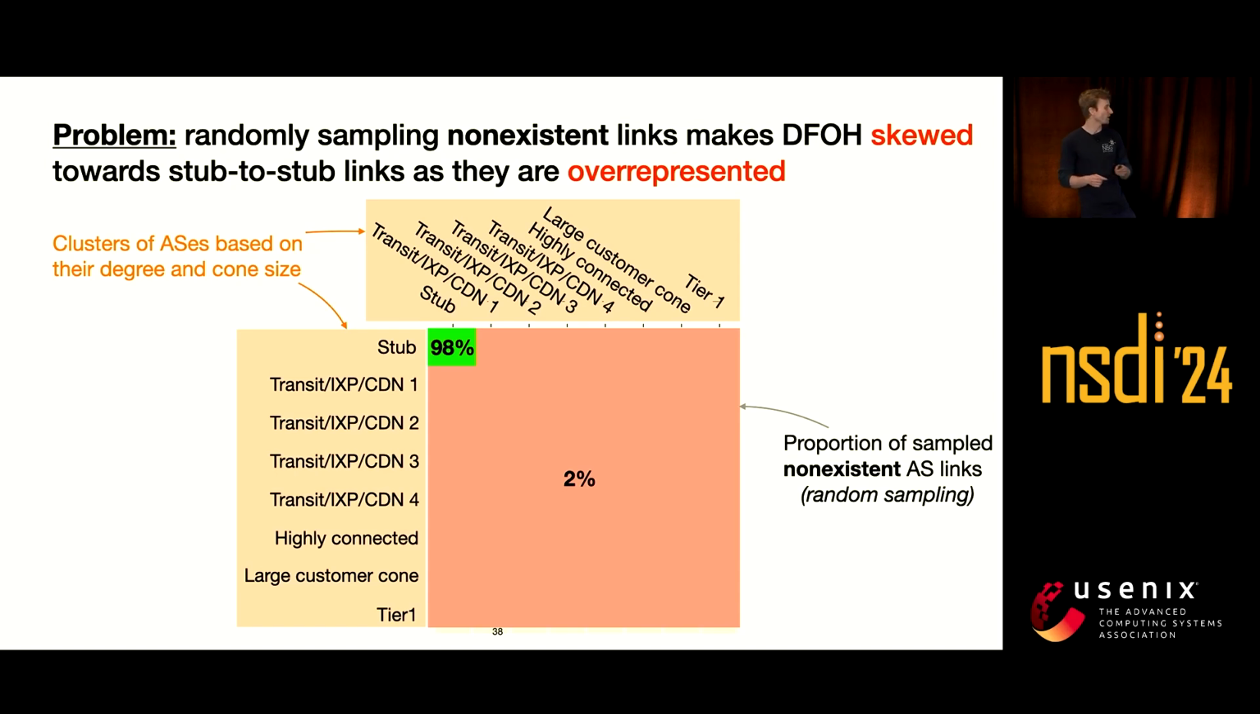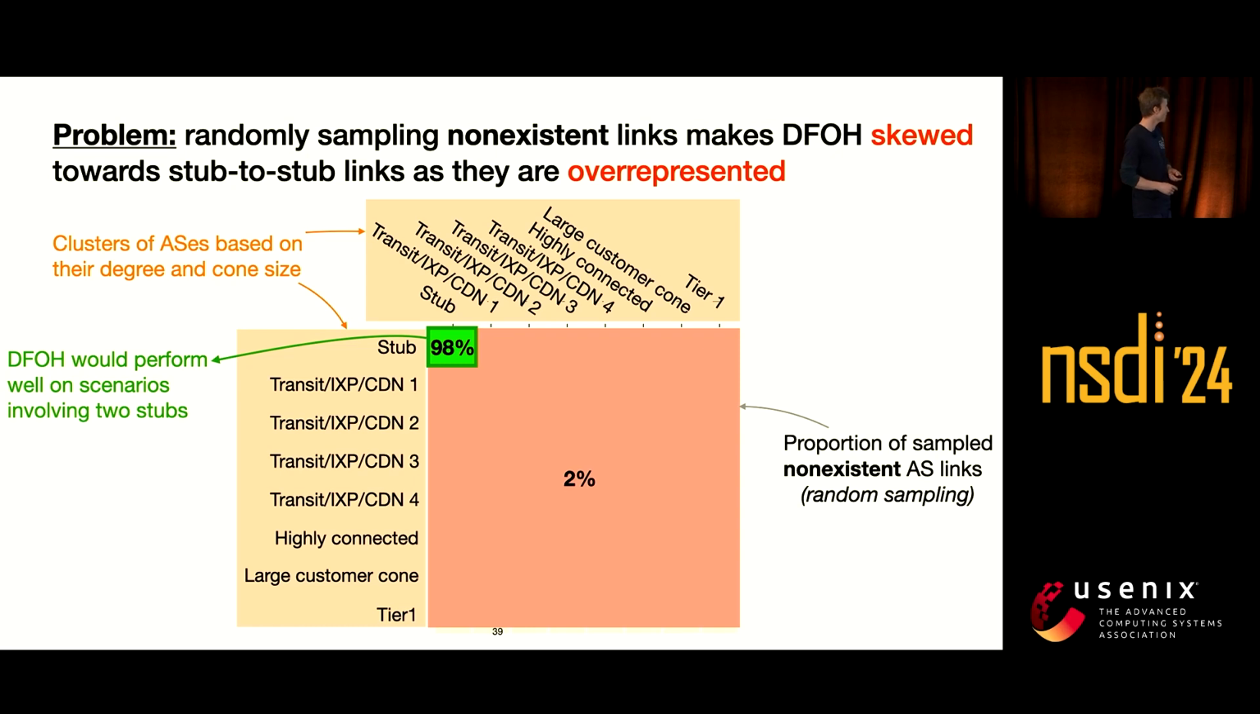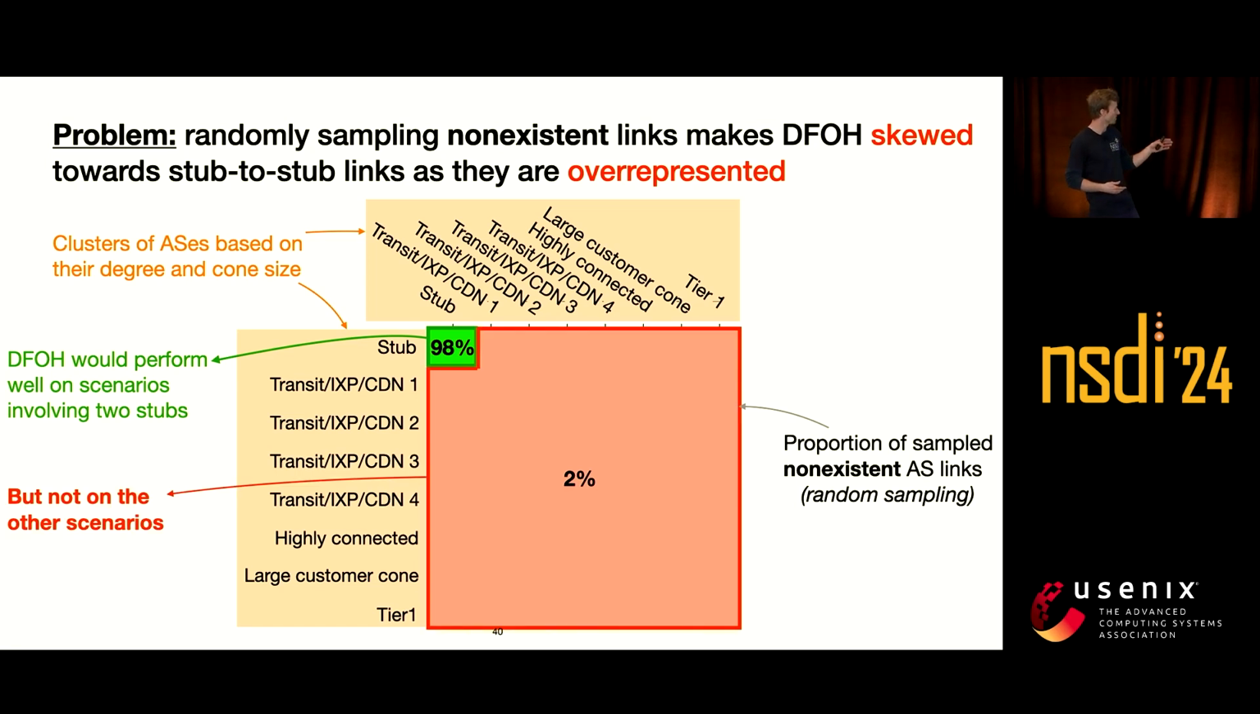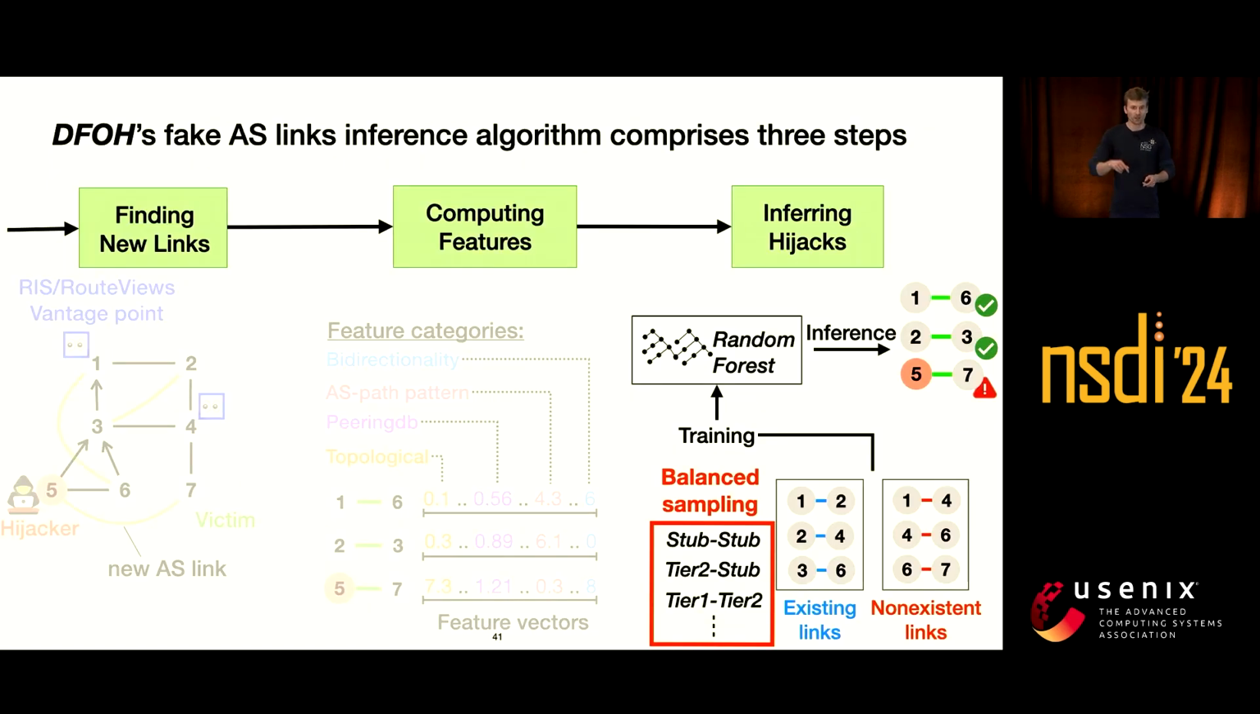Okay? So what happens if we use this sample in our training? Well, DFOH will work very well in scenarios that actually involve two stub autonomous systems, but it will perform very poorly for all the other scenarios. Okay? So this is why here we're actually plugging our second key ingredient, which is a balanced sampling scheme. Okay? So we ensure to sample all types of links in the topology and use them for the training to make sure that in the end, DFOH works well regardless of who is the attacker and who is the victim.